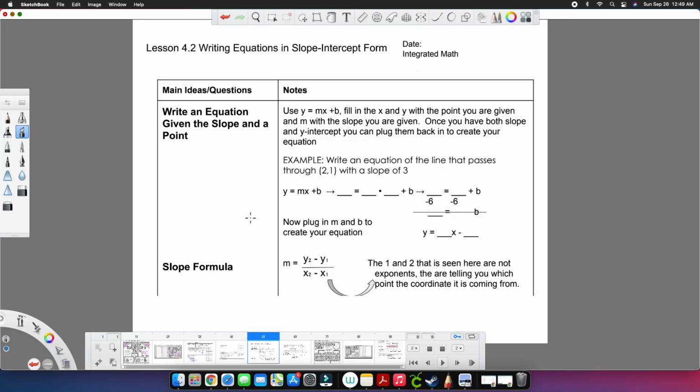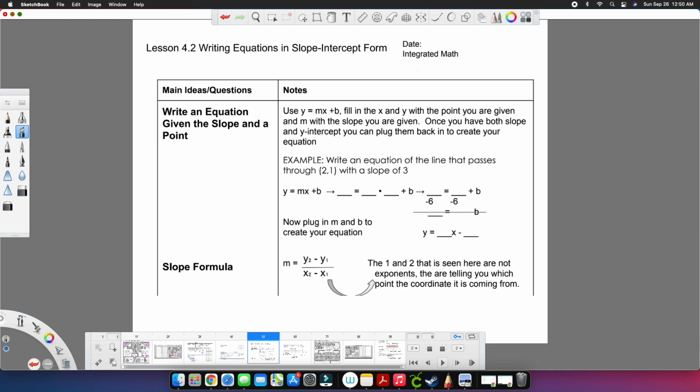All right, so this is Chapter 4, Section 2 for IM1, writing equations in slope-intercept form. So the last section was graphing equations in slope-intercept form. So we're just continuing this conversation of this type of equation, or writing it in this format.